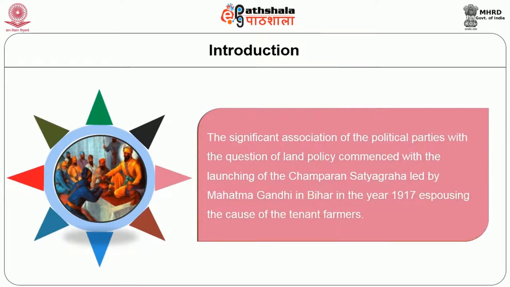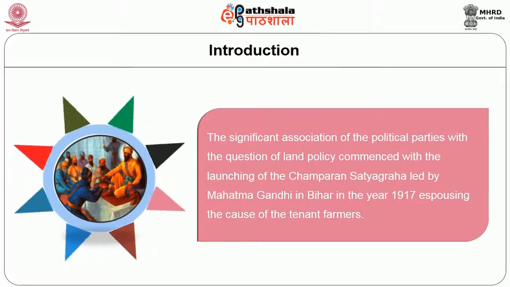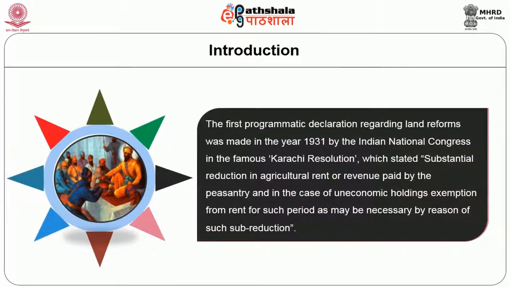The significant association of the political parties with the question of land policy commenced with the launching of the Champaran Satyagraha led by Mahatma Gandhi in Bihar in the year 1917, espousing the cause of the tenant farmers. The first programmatic declaration regarding land reforms was made in the year 1931 by the Indian National Congress in the famous Karachi Resolution, which stated a substantial reduction in agricultural rent or revenue paid by the peasantry, and in the case of uneconomic holdings, exemption from rent for such a period as may be necessary.